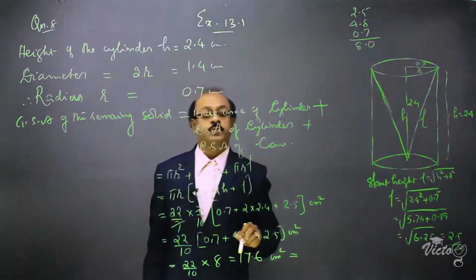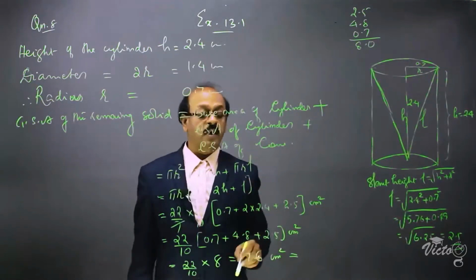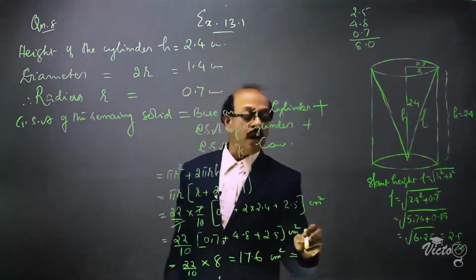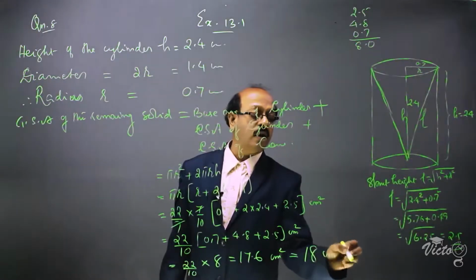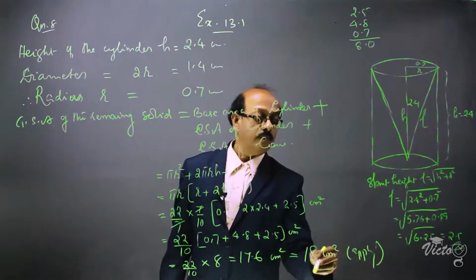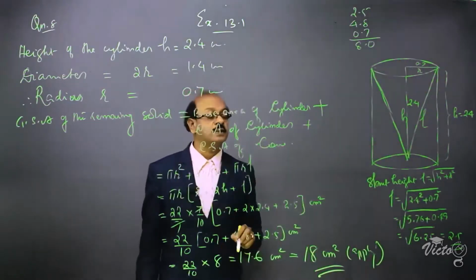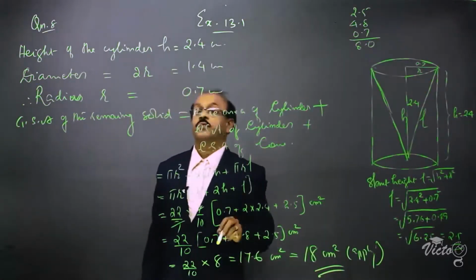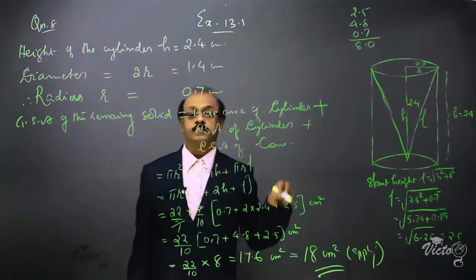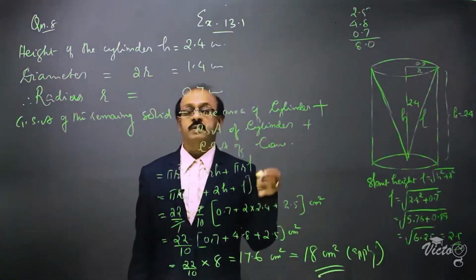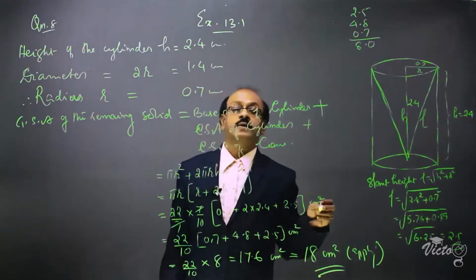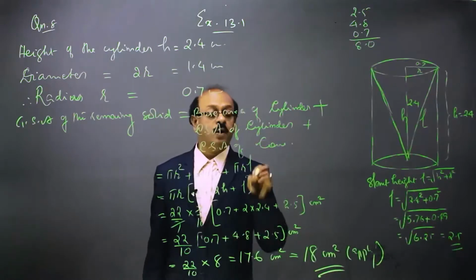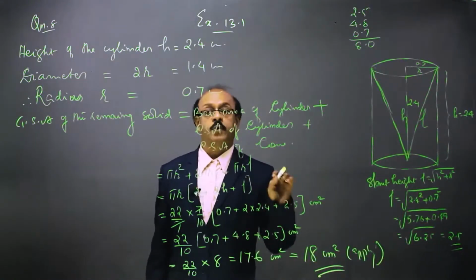We are required to write the answer to the nearest centimeter square. Since it is 17.6, the decimal part is greater than 5. So, we can write the answer as 18 centimeter square approximately. The approximated value corrected to the nearest centimeter square, 18 centimeter square, is the total surface area of the remaining solid. It is 18 centimeter square approximately, because in the question itself they are asking us to write the answer to the nearest centimeter square. So 17.6 is nearly equal to 18 centimeter square. So the required answer is 18 centimeter square approximately.